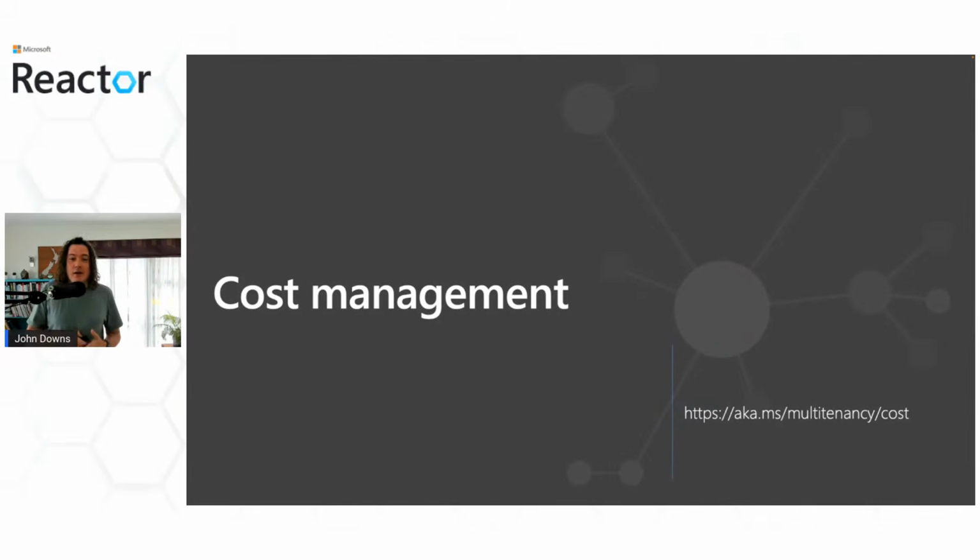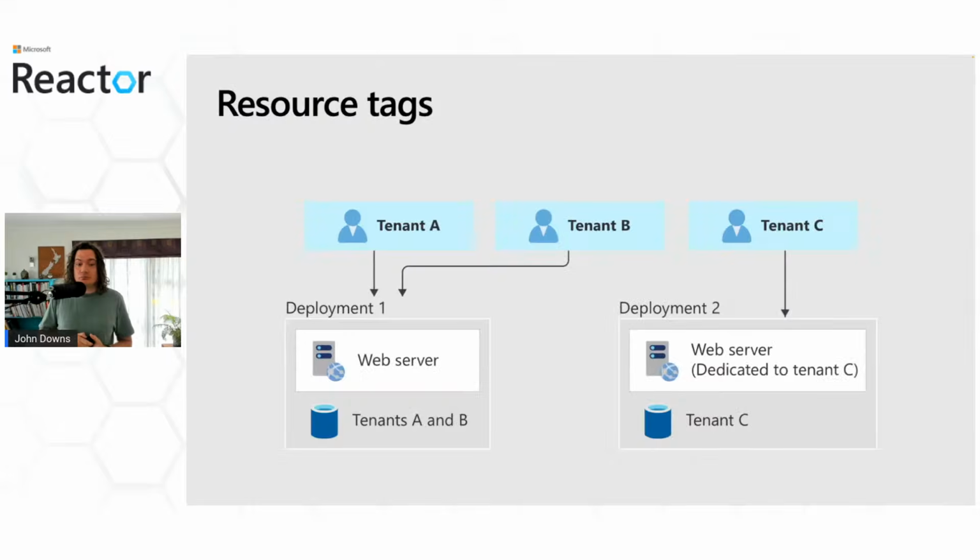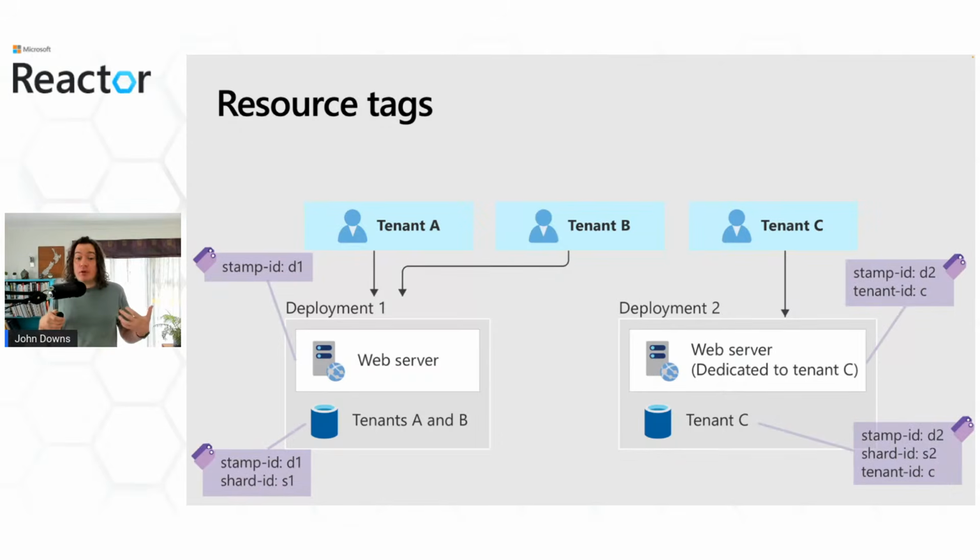Thank you, Paul. So I'm going to talk now about another important aspect of managing a multi-tenant solution on Azure, which is tracking and allocating and managing your costs. And Paul alluded to this a minute ago as well. Azure provides some great features to track and allocate costs. So these include things like resource tags. So in this example, every resource can be tagged with a deployment stamp ID, and resources that are dedicated to specific tenants can be tagged with that tenant ID.